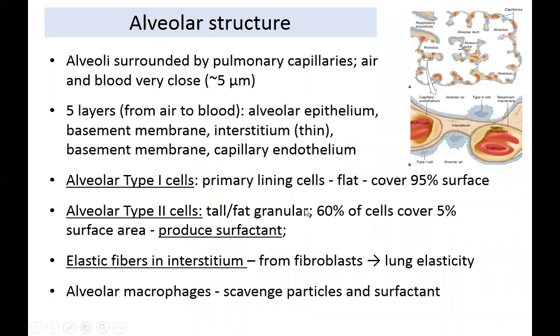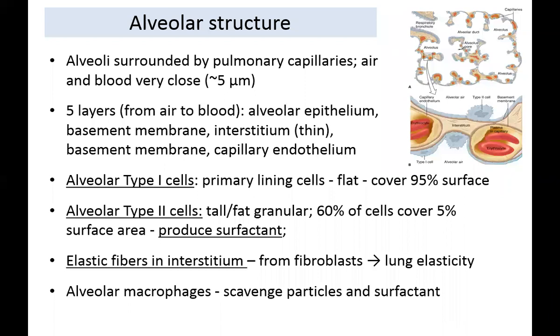This is the alveolar structure. So there's pulmonary capillaries on one side, and then there's the air coming in the other side, and it's a very thin membrane. So this helps optimize gas exchange between the blood and the alveoli. There are 5 layers. Going from the air to the blood, you've got the alveolar epithelium sitting on a basement membrane. There's an interstitium, which is fairly thin, another basement membrane, and then the pulmonary capillaries.